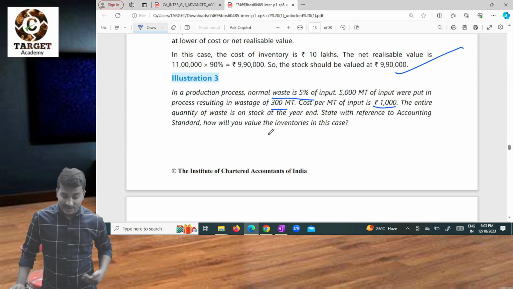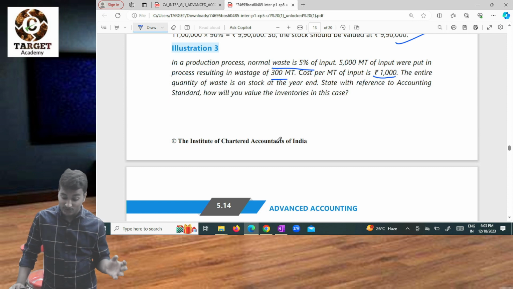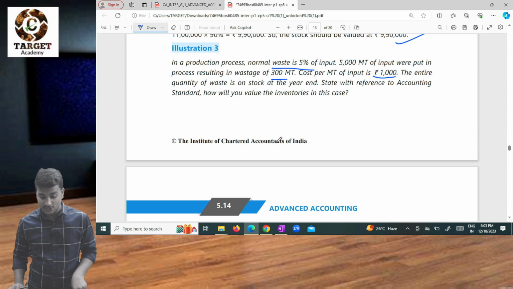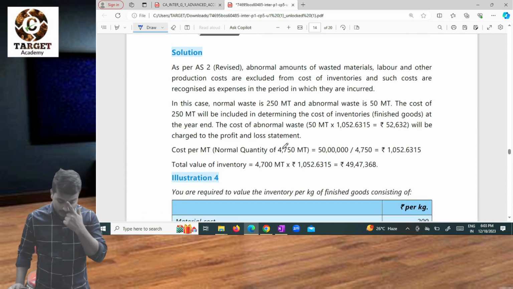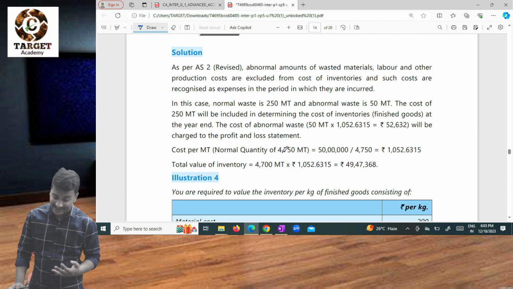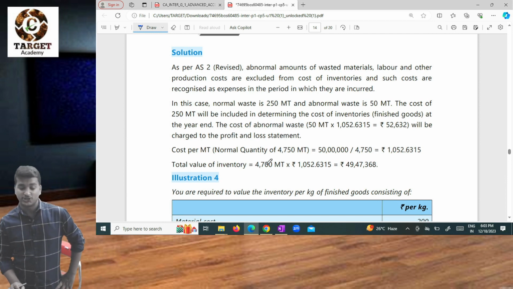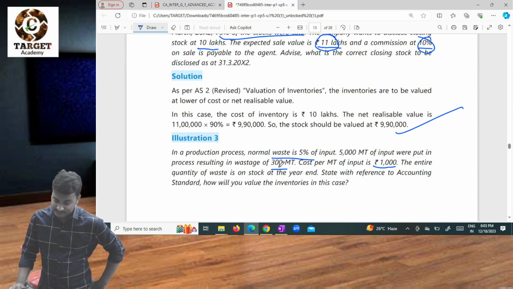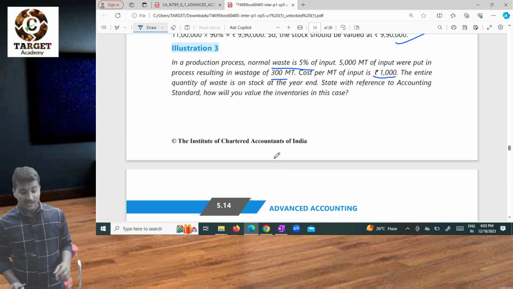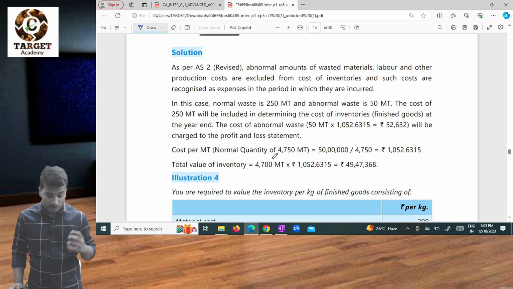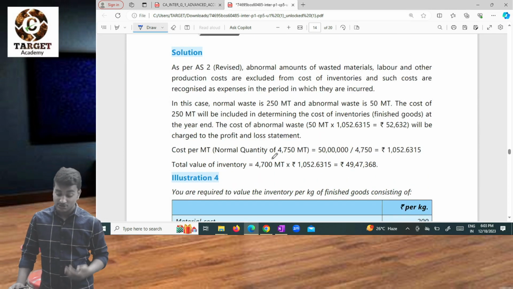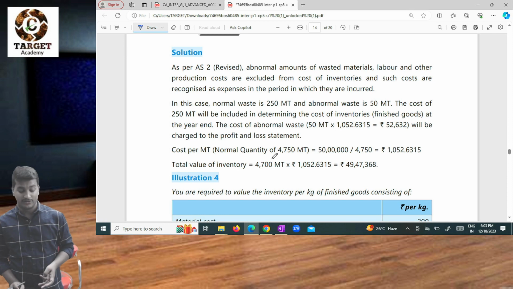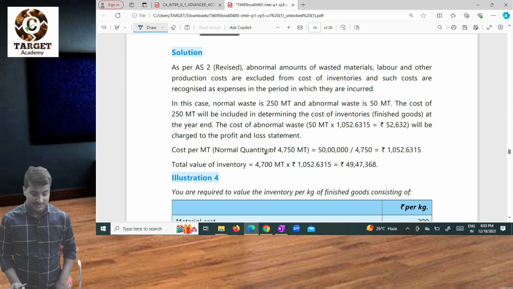The entire quantity of waste is in stock at the year end. So this is the total case study. The situation here is that we introduced 5000 units, of which 5% is normal wastage. But here the actual wastage was 300 units. So let us see.